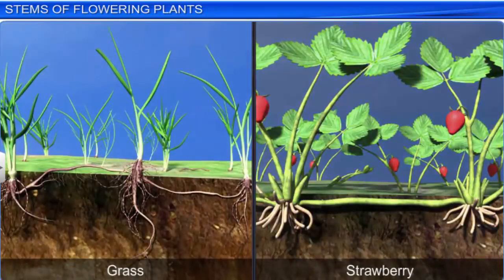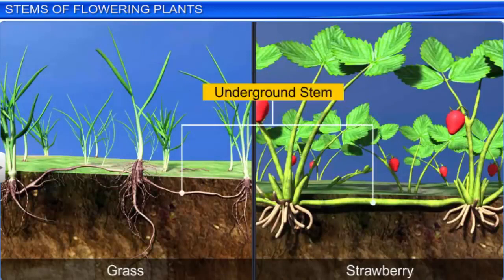In some plants like grass and strawberry, some stems get modified and grow underground. These underground stems spread to new niches and form new plants as the old ones die.